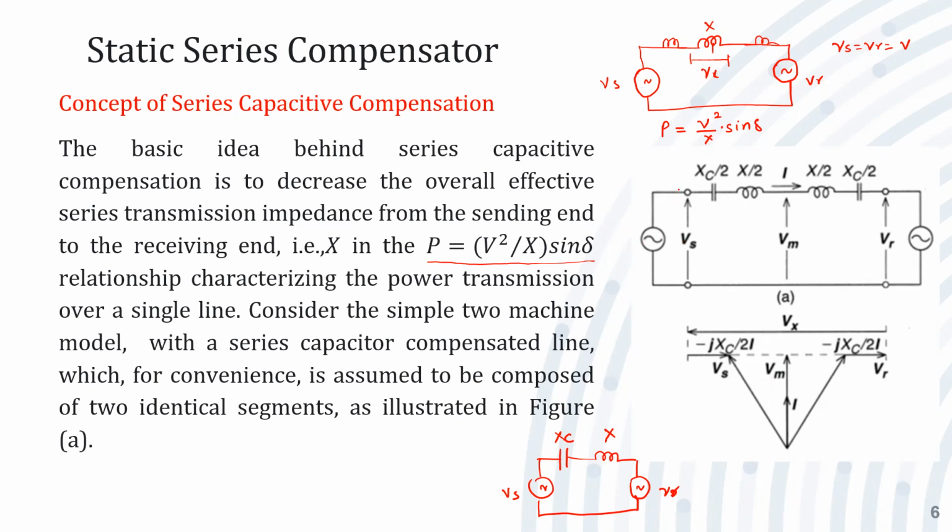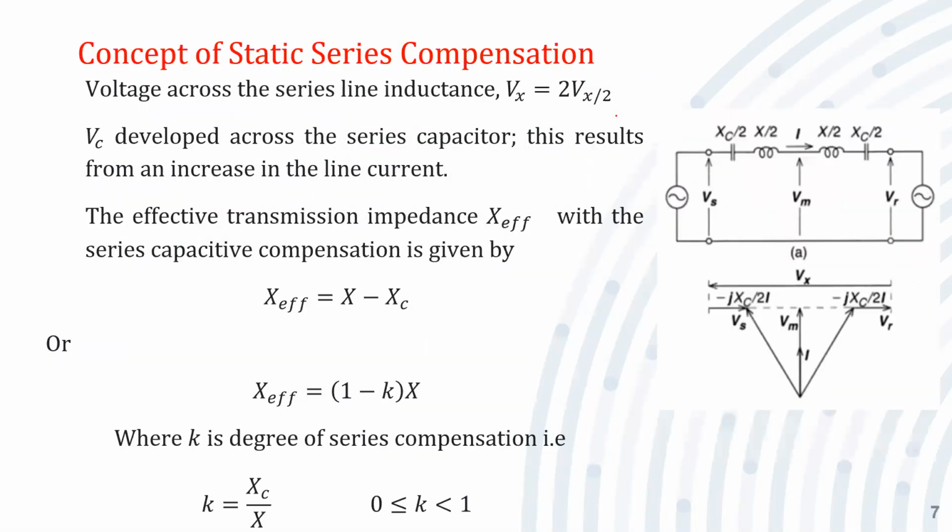Now, as the capacitor voltage is opposite, the total voltage drop across the line decreases. So this is the basic concept: we are inserting some capacitor or capacitive reactance in series with the transmission line.